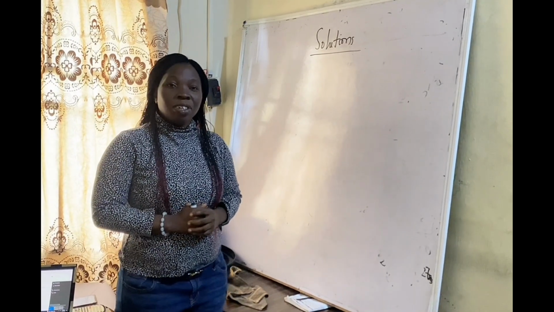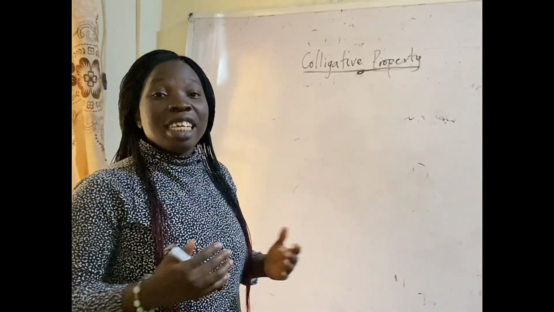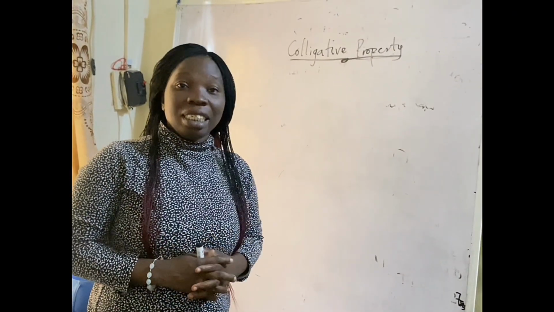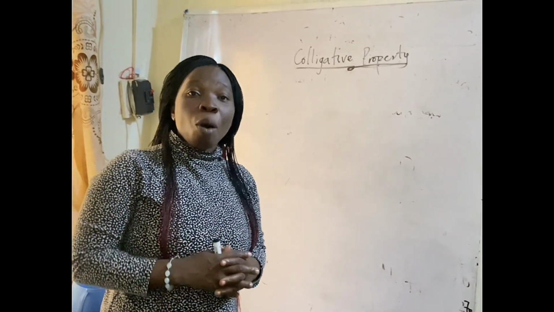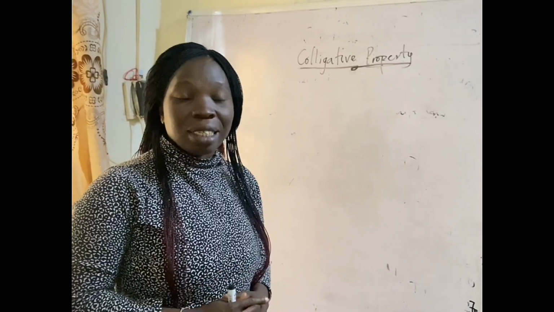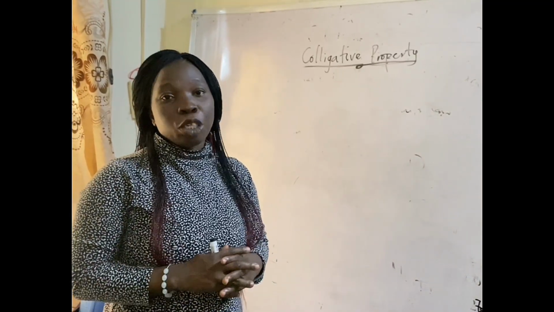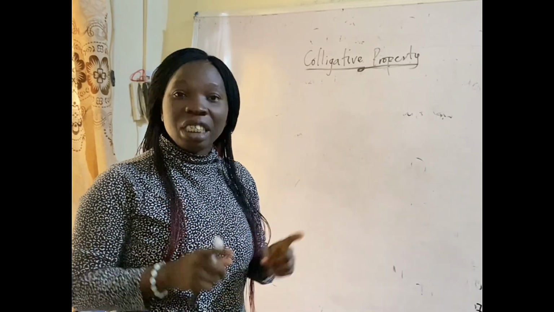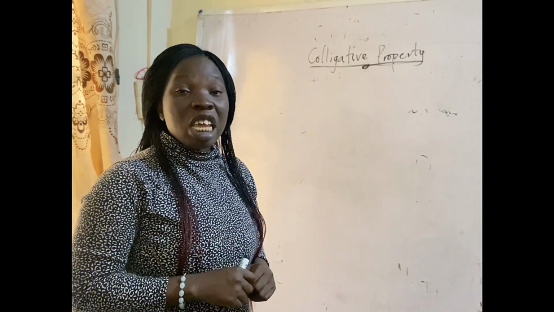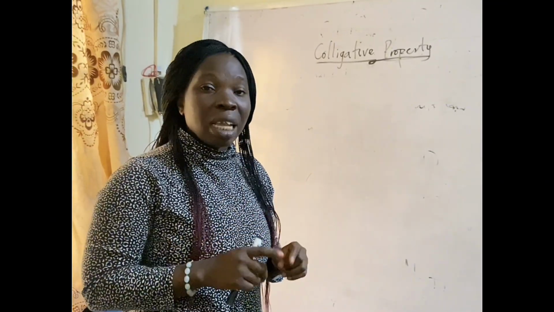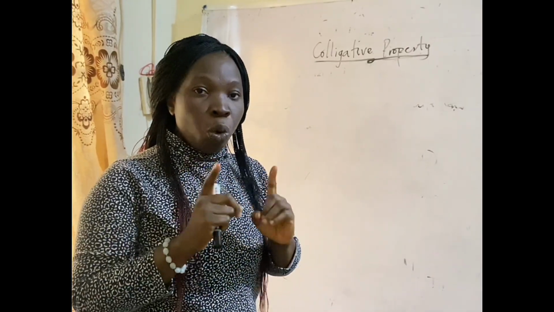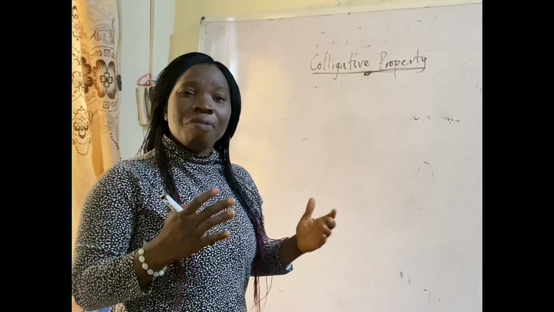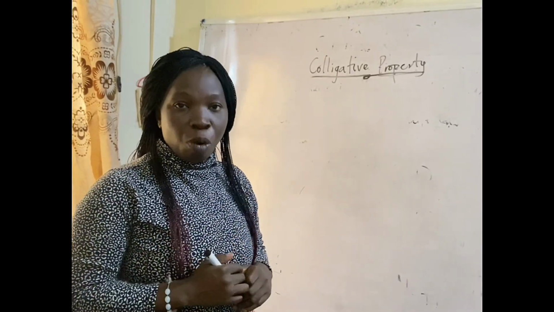Tech laboratory tutorial. Today we'll be looking at colligative properties. Colligative properties are properties that show the number or amount of solute present in a solution. These colligative properties do not depend on the nature of the solvent. They only depend on the amount, measured in moles, of the solute in a solution. And there are factors that affect this colligative property.